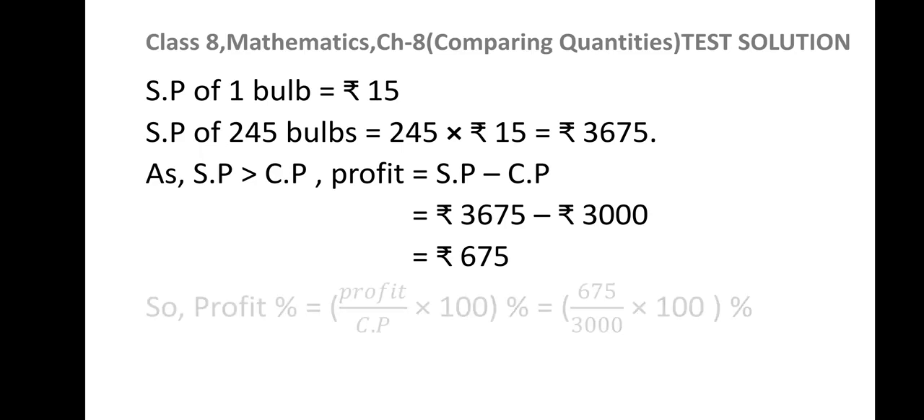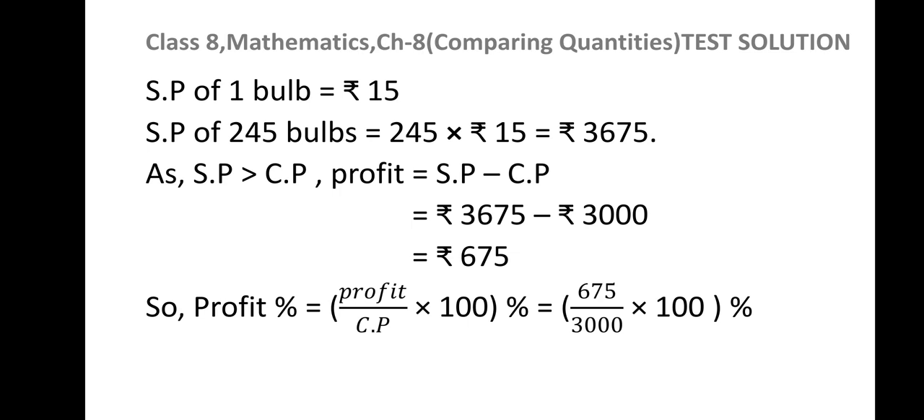We need to calculate the profit percentage, and profit percentage and loss percentage are calculated on CP, that is cost price. So profit percentage is equal to profit over CP into 100%. It will be 675 over 3,000 into 100%. And when you solve it, you will get profit percentage as 22.5%.